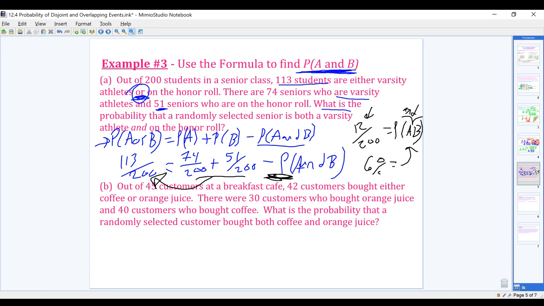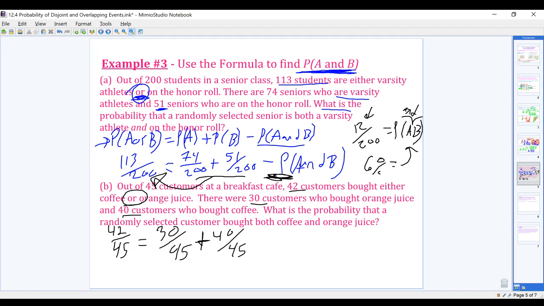Out of 45 customers, a breakfast cafe. This is the same stuff, right? You have 45 customers total. 42 either bought orange juice or coffee. Coffee or orange juice. So 42 of them bought one or the other, or even both, right? Equals probability of A, orange juice. 30 customers bought orange juice out of the 45. 40 customers bought coffee.